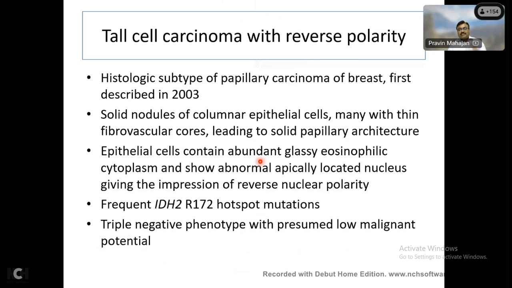So this tall cell carcinoma with reverse polarity was actually recently described in 2003. It is actually a subtype of papillary carcinoma. I have already mentioned that these are solid nodules of columnar cells, and I have mentioned the architecture. What is important to note is that they frequently show IDH2 R172 hotspot mutations, and most often these are actually triple negative phenotype, but they are actually of low malignant potential. So the tumor is low grade, but they are triple negative. So that's the characteristics of this unique tumor.